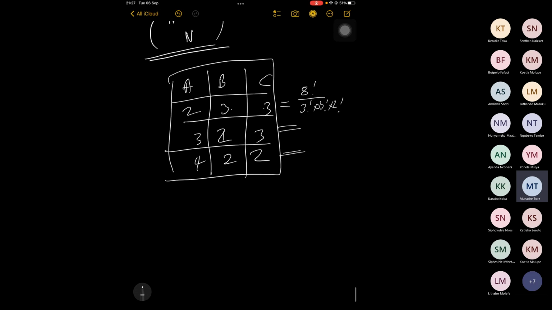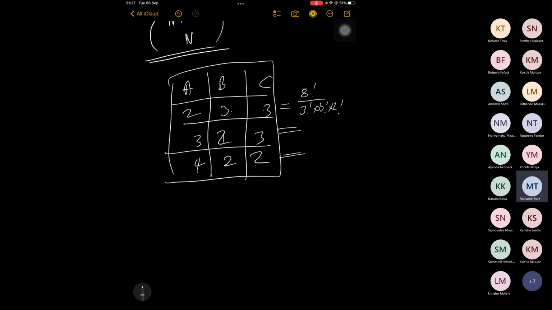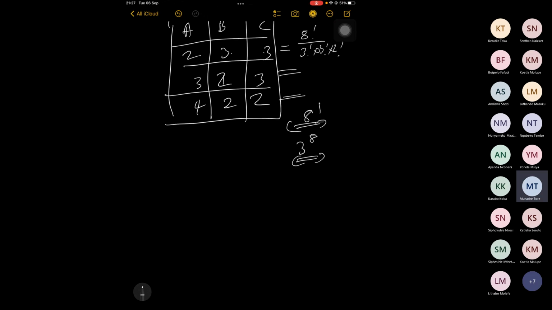Then your sample space now is going to depend on how the question is structured, because your sample space can be 8 factorial, or it can be 3 to the power 8. So you have to see whether it's implying the multiplication principle, which is this, or it's just a choosing thing, which is 8 factorial.